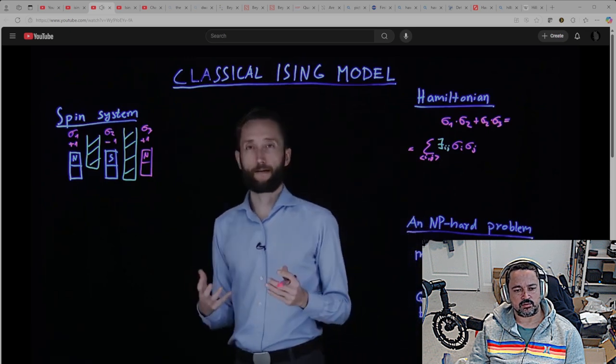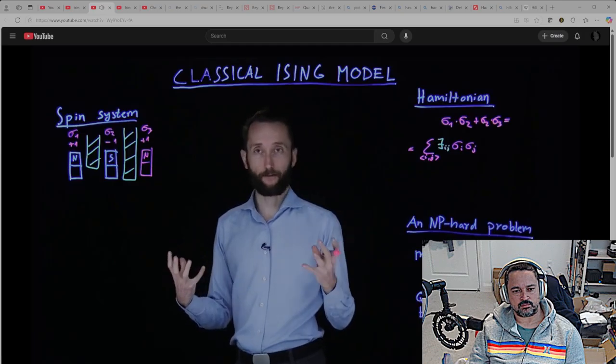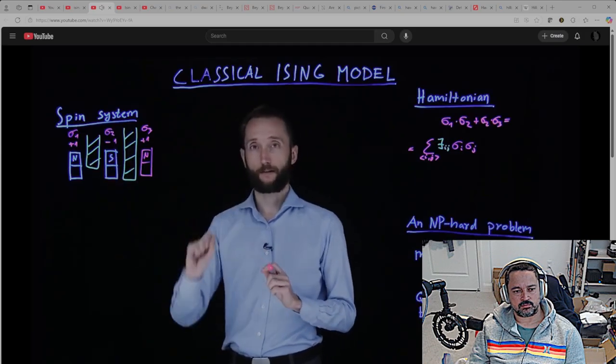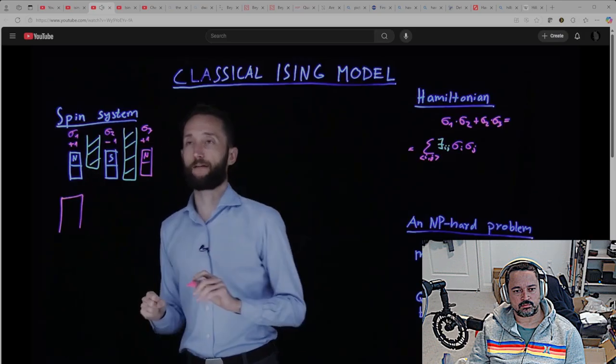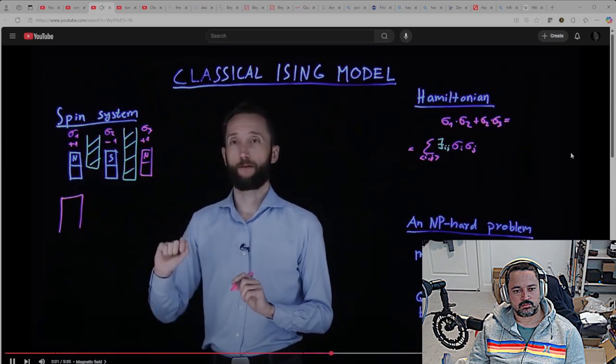We can add an external magnetic field below each and every one of these individual magnets, which in theory can be a lot bigger than the interaction strength between the magnets.